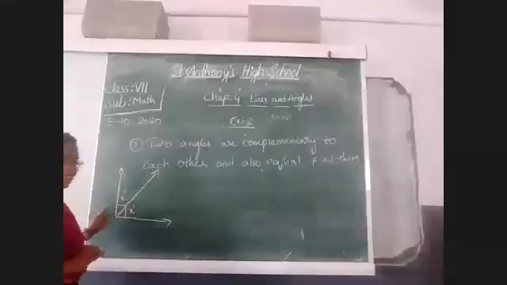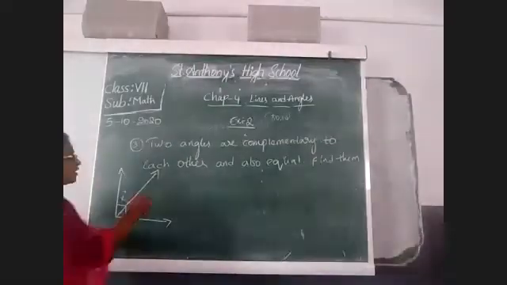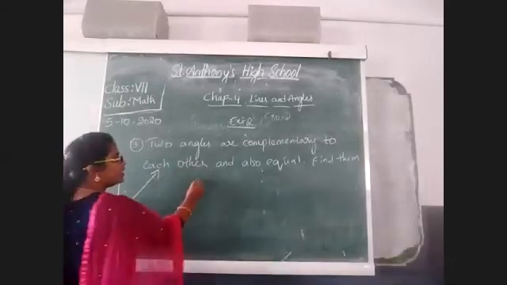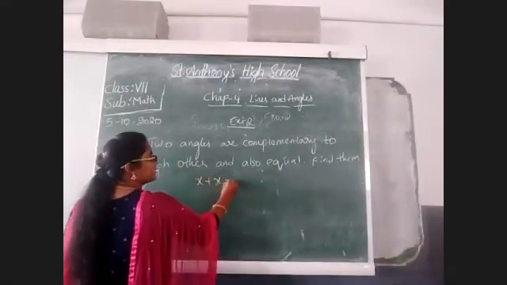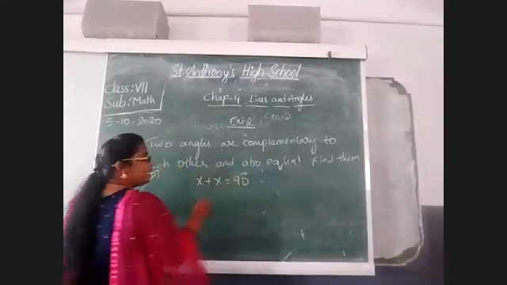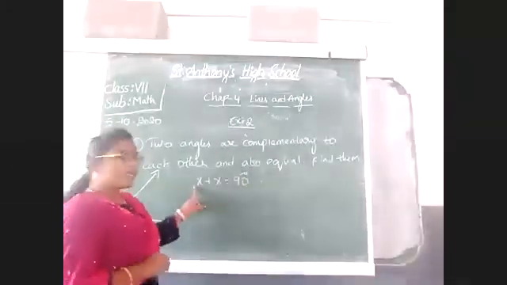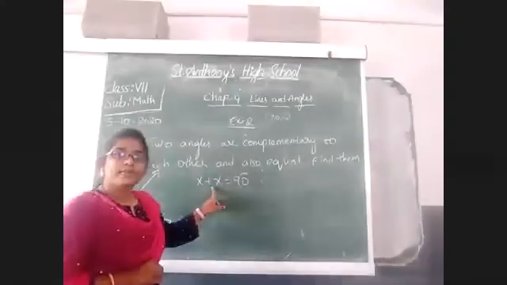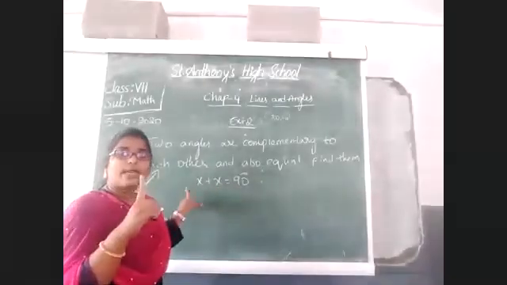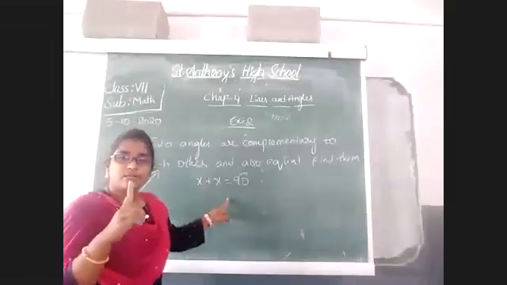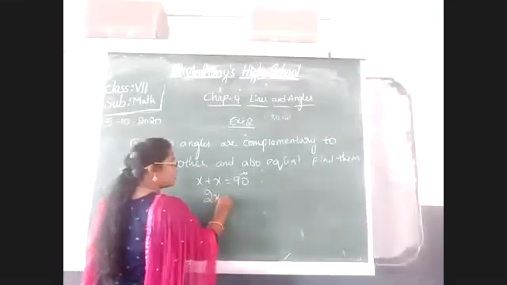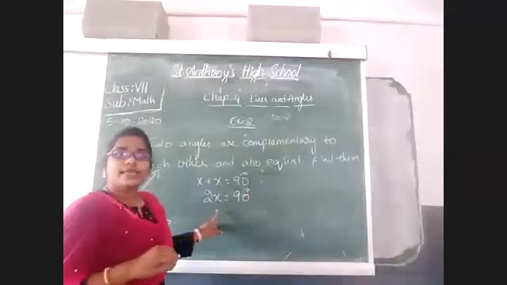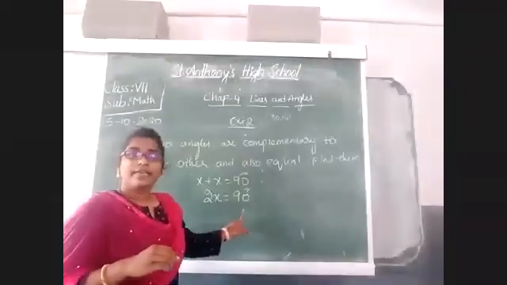But when we add both, compulsorily we should get 90. So now, if we add both, how much should we get? 90 degrees. So first, x plus x equal to 90 degrees. Before x, what is the term? If there is no number, it is 1. Here also before x, there is no term, so it is 1. 1x plus 1x is nothing but 2x equal to 90 degrees. 2x equal to 90 degrees.